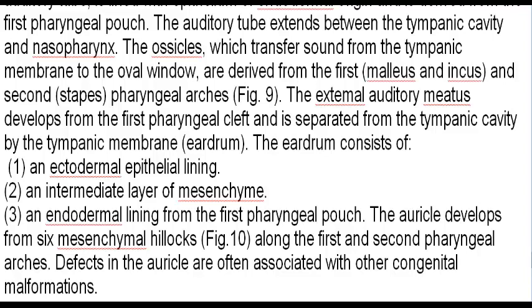The external auditory meatus develops from the first pharyngeal cleft and is separated from the tympanic cavity by the tympanic membrane, the eardrum. The eardrum consists of: 1. An ectodermal epithelial lining. 2. An intermediate layer of mesenchyme. 3. An endodermal lining from the first pharyngeal pouch. The auricle develops from 6 mesenchymal hillocks, Fig. 10, along the first and second pharyngeal arches. Defects in the auricle are often associated with other congenital malformations.